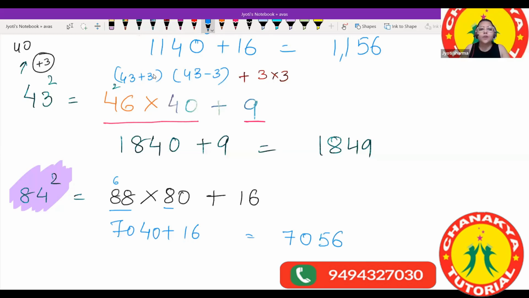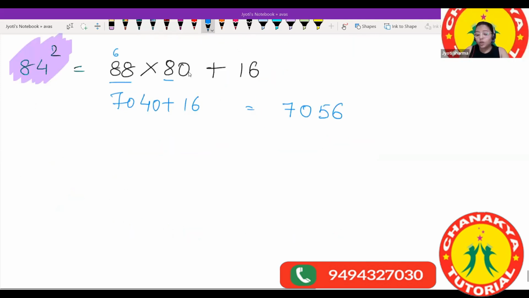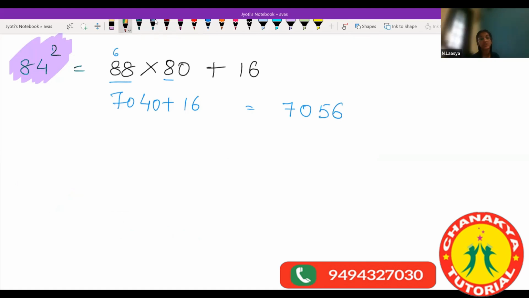Now, those who got it wrong, did you understand what mistake you made? Always keep in mind that because you are multiplying by 80, you have to write the 0 after multiplying your answer. Okay, I'll give you one more question.